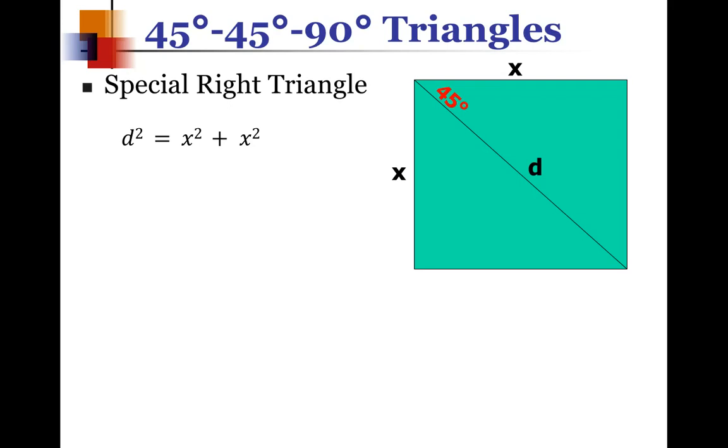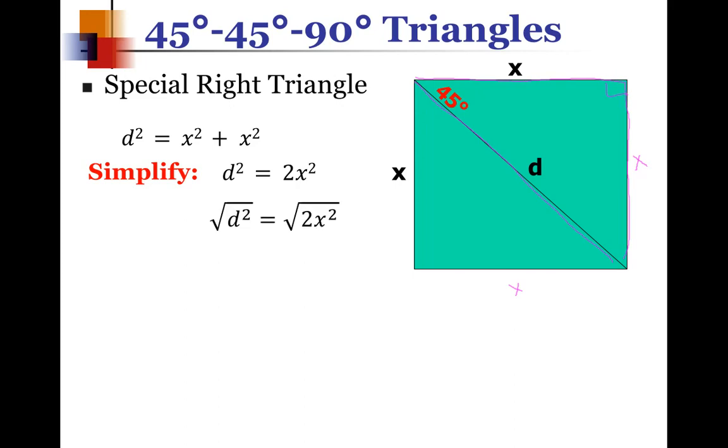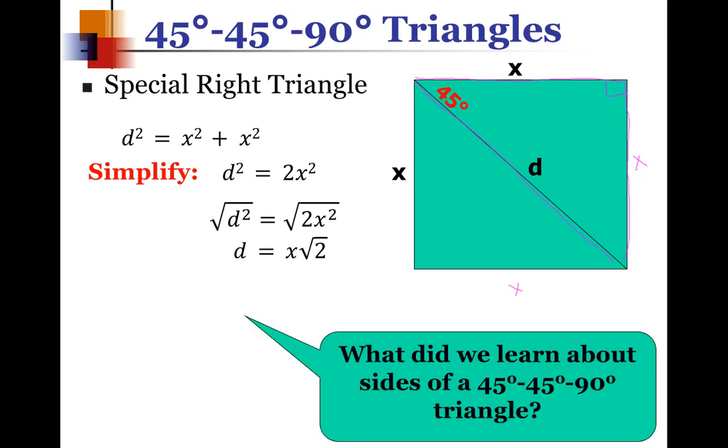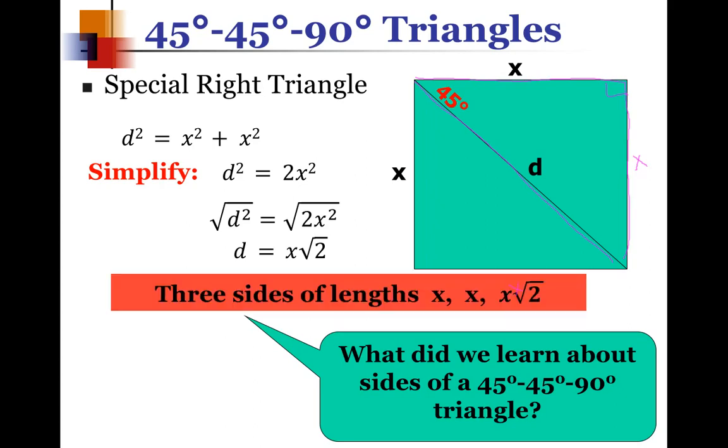So right now, if I wanted to solve for D, I could set this up. D squared equals x squared plus x squared, right? This is x. This is x. So I'm dealing with this right triangle right in here, where I'm doing x squared plus x squared equals d squared. If we simplify this a little bit, we're going to have d squared equals 2x squared. I can take the square root of both sides, and I'm going to be left with d equals x root 2. So the length of d is x root 2. So what does that say about a 45, 45, 90 right triangle? Well, the three sides are going to be x, x, and x root 2.